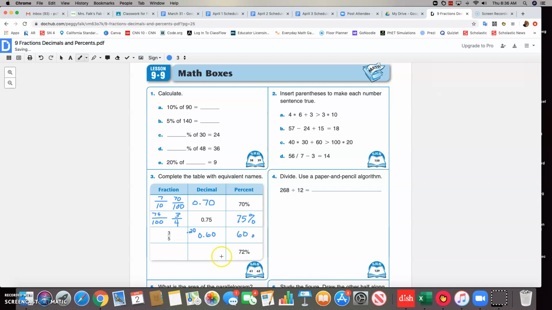Litchi. Come on. Okay. 72% would be the same as 72 hundredths.